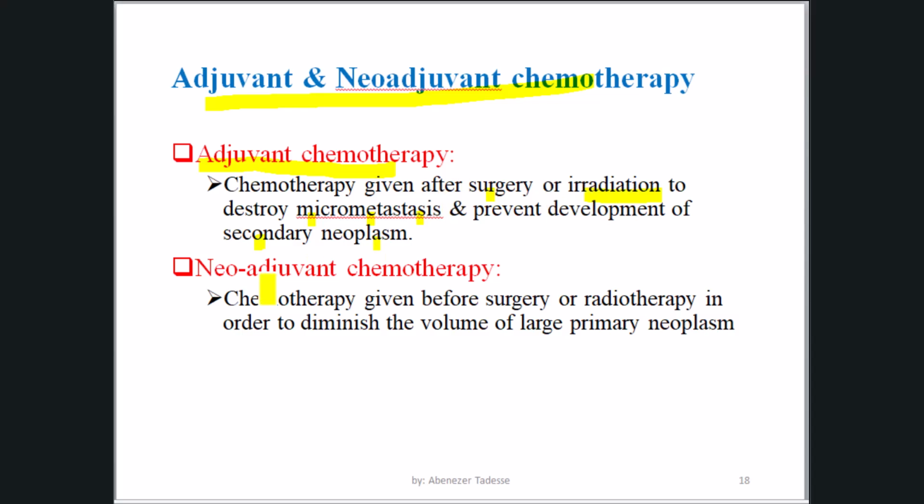The other one is neoadjuvant. Neoadjuvant chemotherapy is mostly given in order to shrink the cancer and to facilitate the surgical procedures, to decrease the size of the tumor, and this facilitates the surgical procedure, and to increase exposure for radiotherapy. So after neoadjuvant, we will continue with adjuvant chemotherapy.